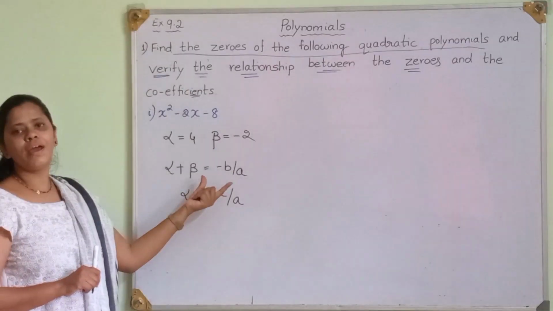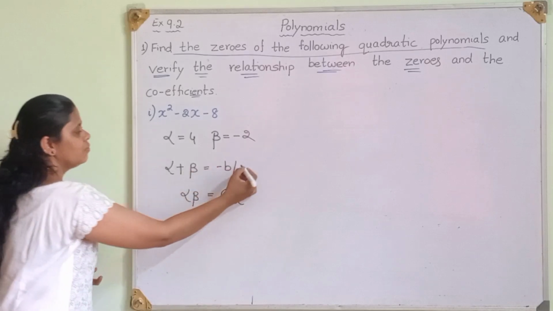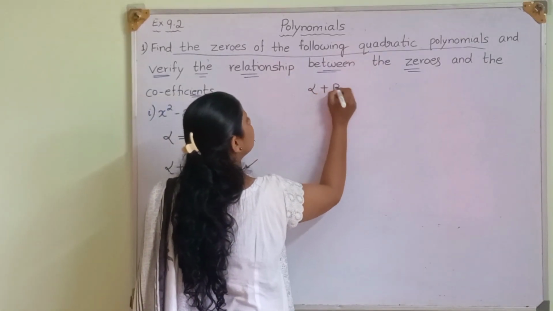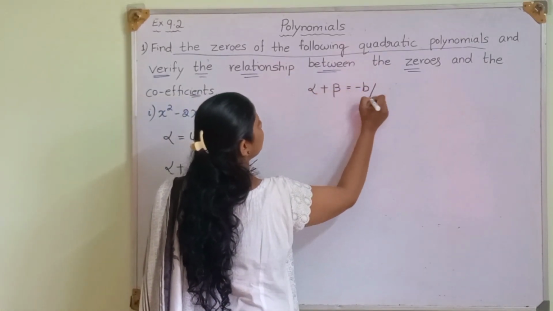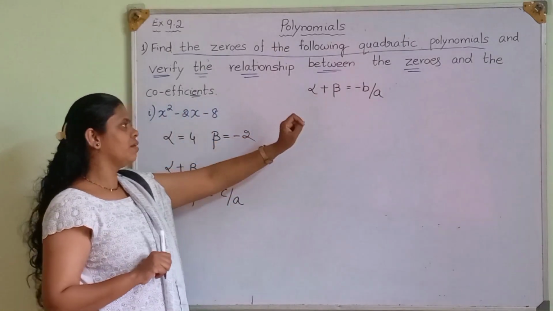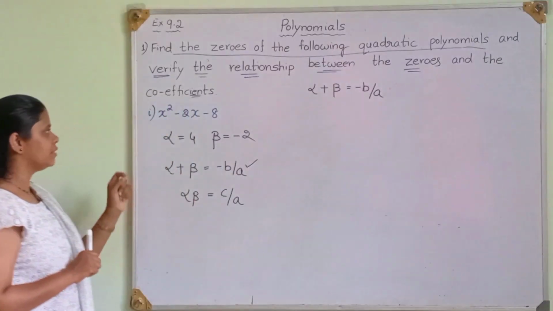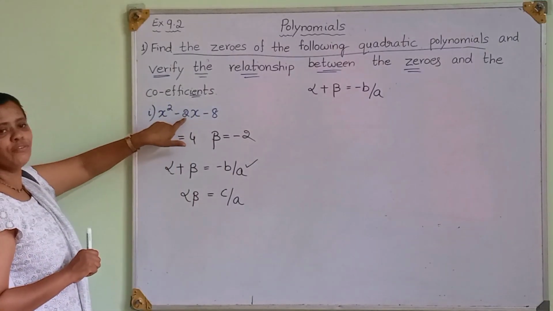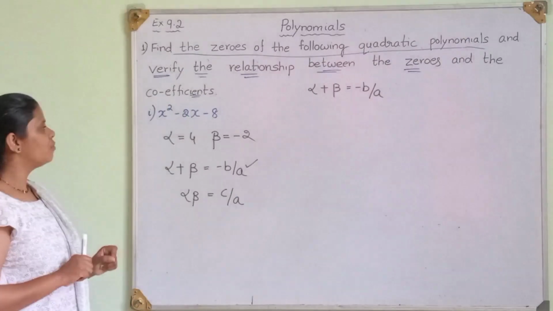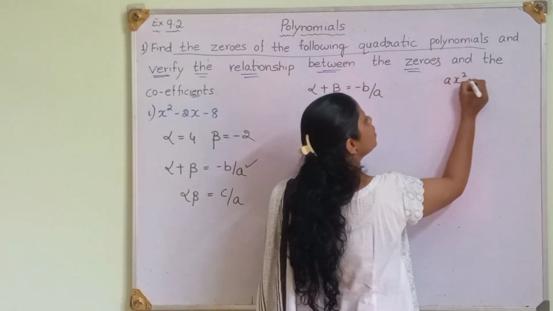So we have to verify this. First, let us verify this equation, that is alpha plus beta is equal to minus b by a. Here we know the values of alpha and beta. But what are b and a? We must know that first. Now look at this given question: x square minus 2x minus 8. It is in the form of ax square plus bx plus c.